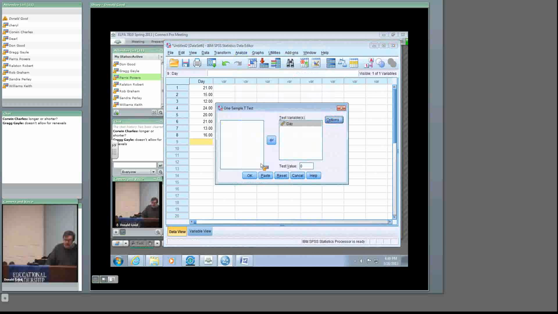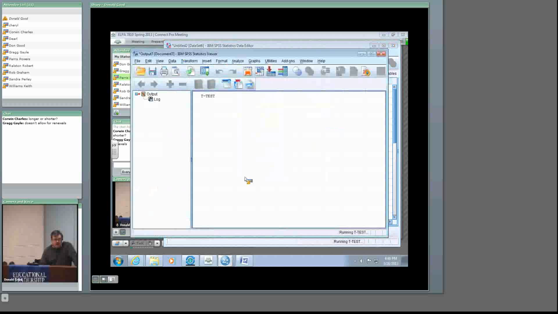I've got one more thing I need to fill in. Remember what that is? The test value, and that's where we put the 21. That's the number we're going to compare whatever the mean is with. So I'm going to compare the mean with 21. So as soon as I click OK, I'm going to get an output window. So let's do that. OK, output window.